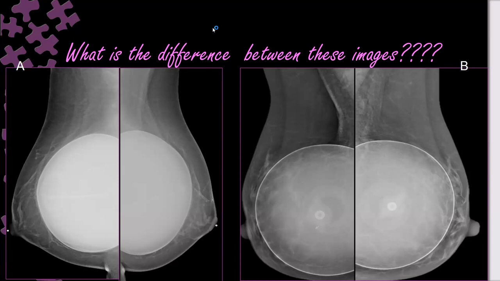So image B is a saline implant, and image A is the other type, the silicone implant. These are MLO views of breasts with implants. The dense one in image A is silicone, and the low density one in image B is saline. And you can see here, what is this? This is the valve of the implant.